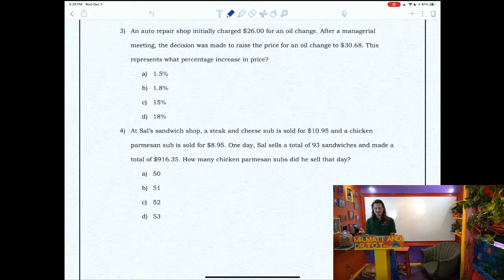Number 4 asks, at Sal's Sandwich Shop, a steak and cheese sub is sold for $10.95, and a chicken Parmesan sub is sold for $8.95. One day, Sal sells a total of 93 sandwiches and made a total of $916.35. How many chicken Parmesan subs did he sell that day? So I'll give you 6 minutes. After 2 minutes, I'll start to solve.